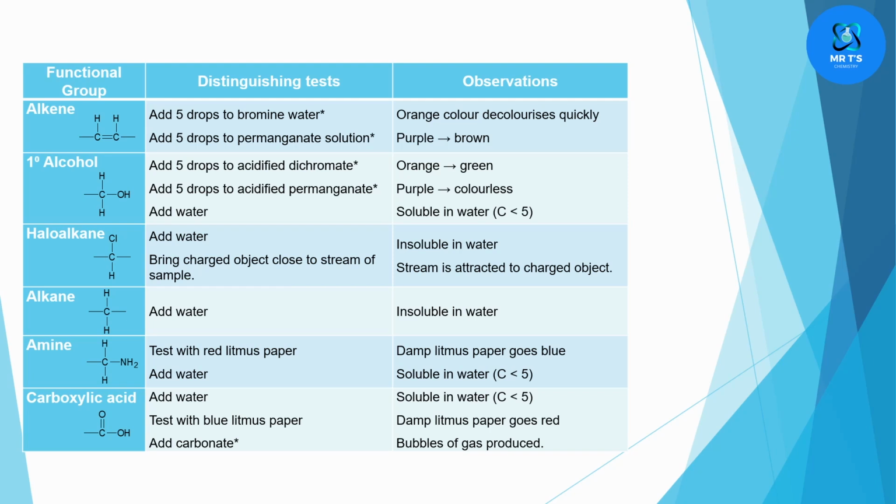However, there is a series of tests that we can do to identify what type of functional group they do have. The tests we're going to look at in the next couple of slides are adding bromine water, adding permanganate solution, adding acidified dichromate, acidified permanganate, water. You can bring haloalkanes close to a charged particle. You can use red litmus to test for amines. You can use blue litmus to test for carboxylic acids. And you can add carbonates to test for carboxylic acids. So let's go on and have a look at some of these examples.